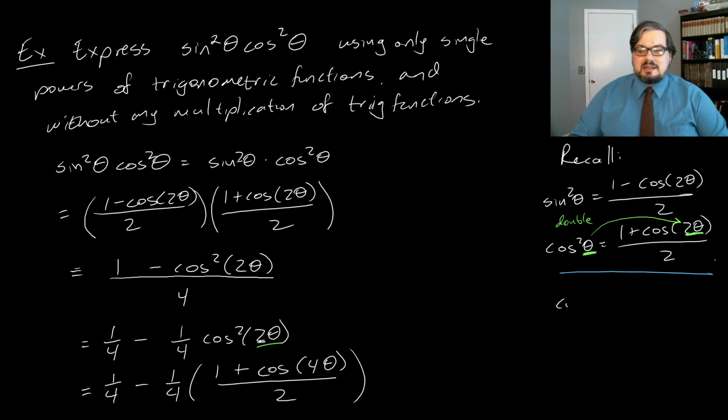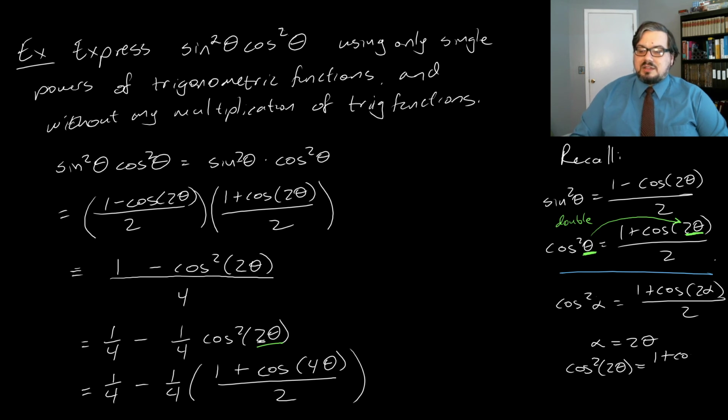Another way that can be helpful to think about it is just to rewrite our formula using a different variable. We could just replace this theta with alpha, and this is exactly the same formula. Cosine squared alpha is equal to 1 plus cosine 2 alpha over 2, and we can just let alpha be 2 theta. If we let alpha be 2 theta, then we get that cosine squared of 2 theta is 1 plus cosine of 4 theta over 2.